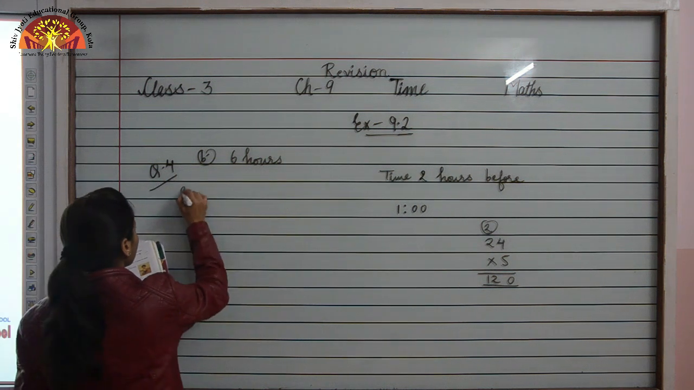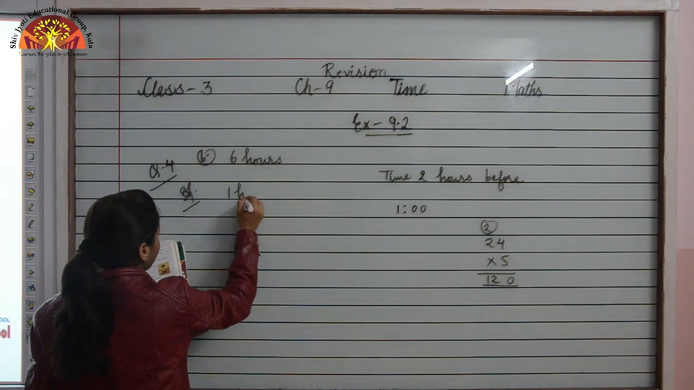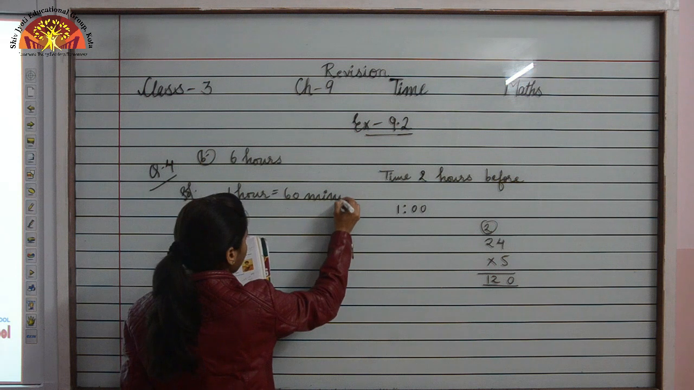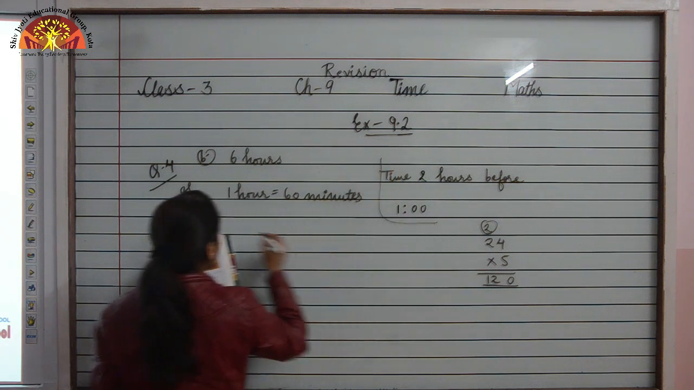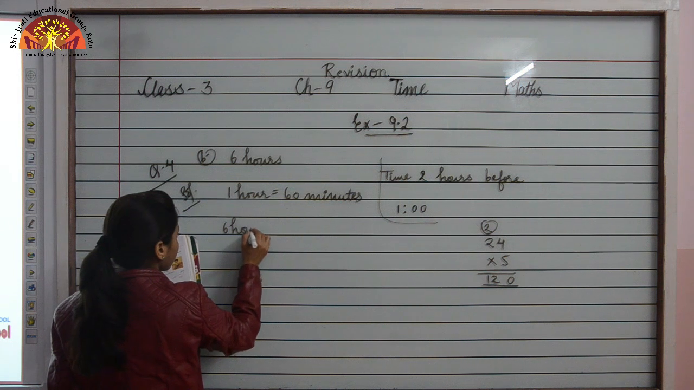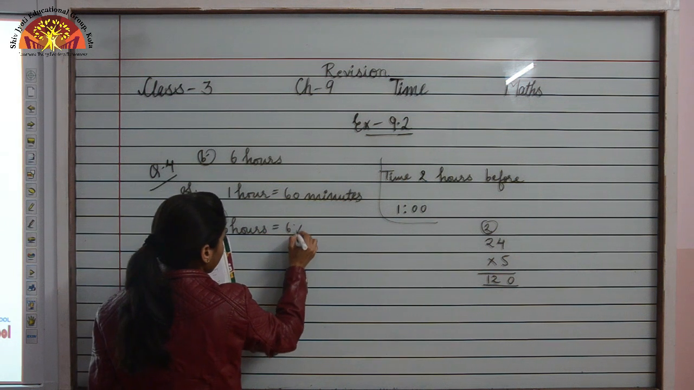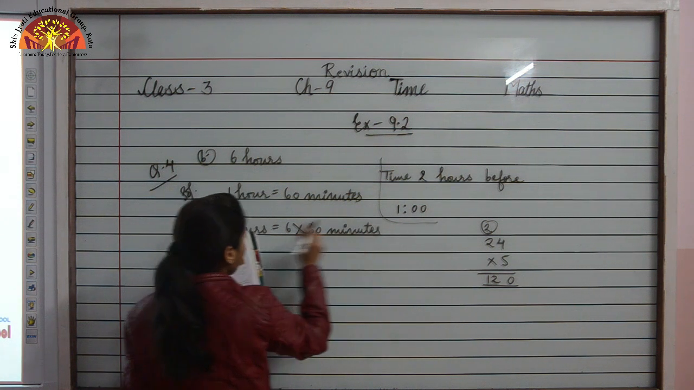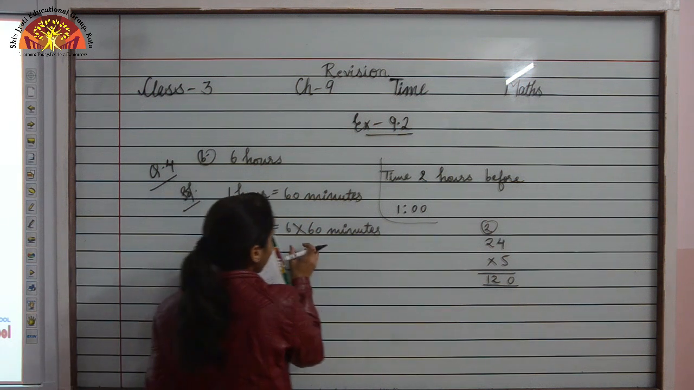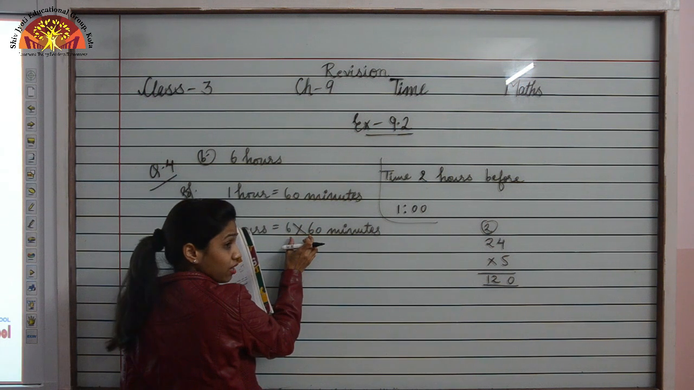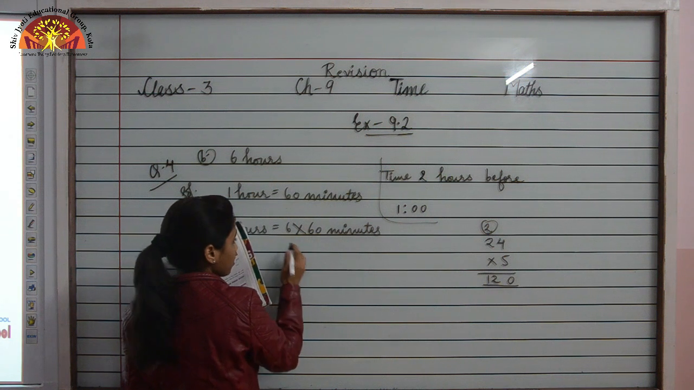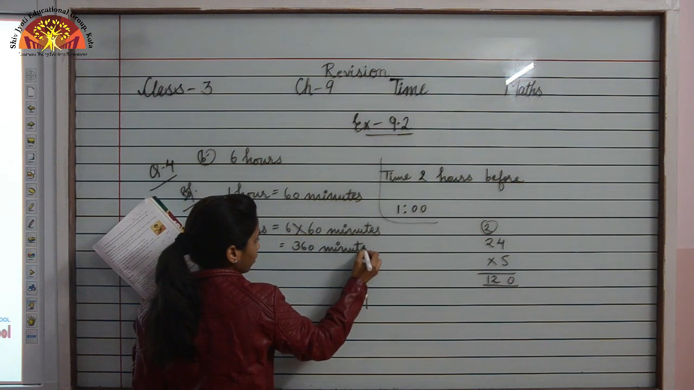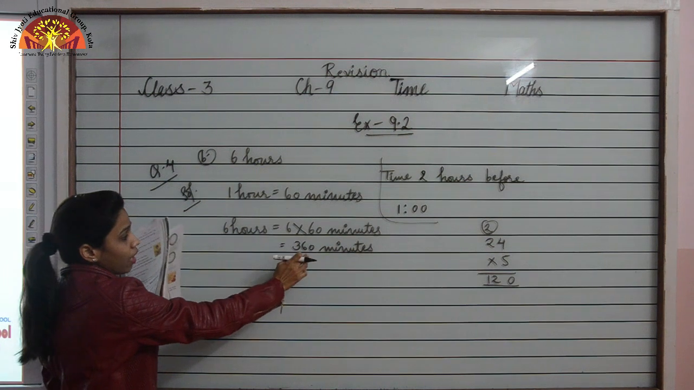Now, as you all know, 1 hour is equal to how many minutes? 60 minutes. So therefore, 6 hours will be 6 multiplied by 60 minutes. So when you multiply 6 by 60 means we have to speak only the table of 6. 6 6s are 36. So we'll put 0 after 36. So it will be 360 minutes. That means 6 hours will have 360 minutes.